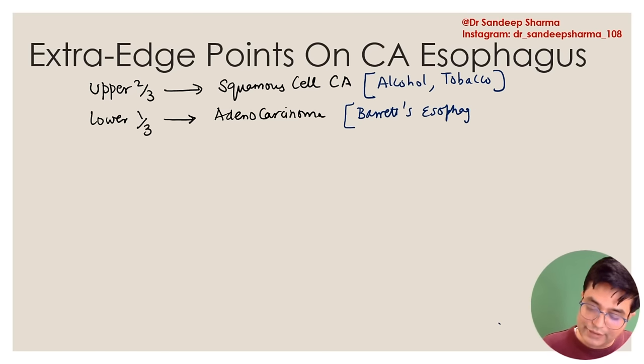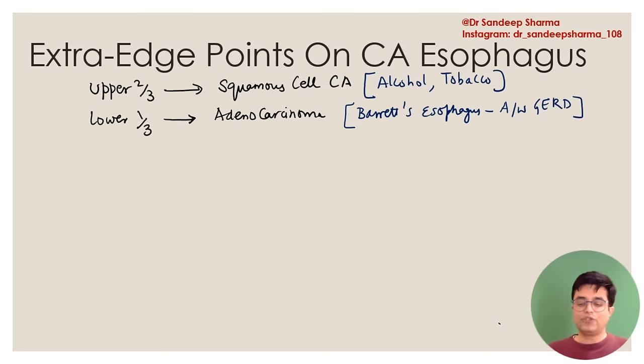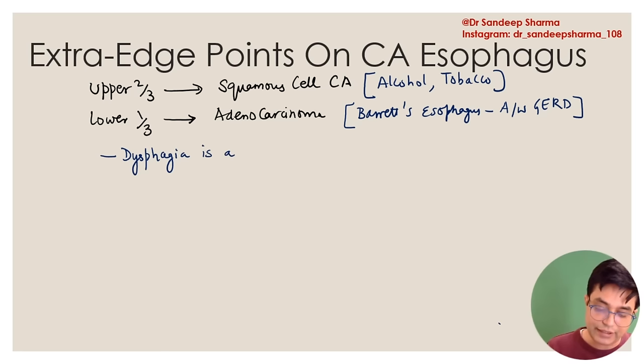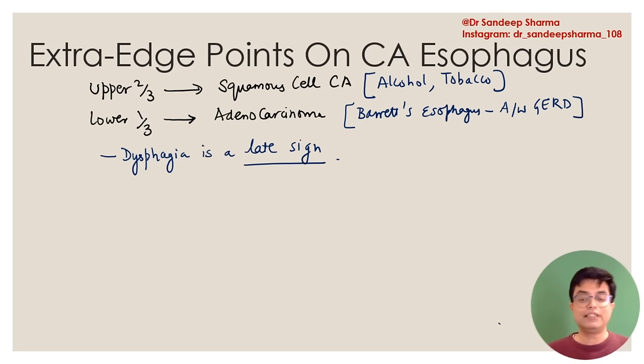And this is the variety which is associated with GERD, gastroesophageal reflux disease. So which variety of carcinoma in esophagus occurs with GERD? It is the lower one-third, and adenocarcinoma is common. You need to understand that dysphagia in patients of carcinoma esophagus is usually a late sign. So any patient coming to you with carcinoma esophagus, usually the disease has progressed.